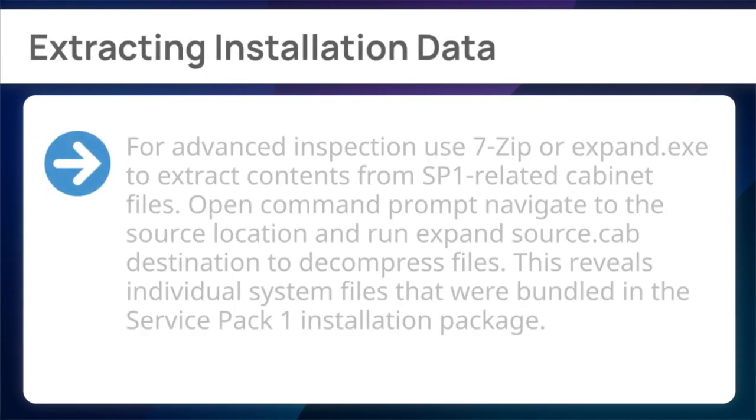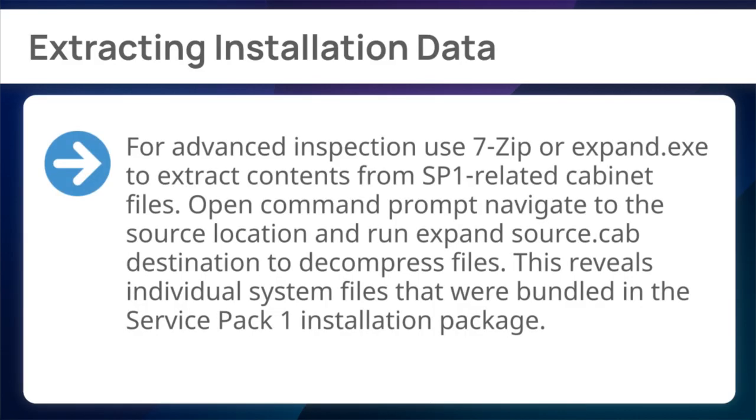Next, extracting installation data. For advanced inspection, use 7-zip or expand.exe to extract contents from SP1 related cabinet files. Open command prompt, navigate to the source location, and run expand source.cab destination to decompress files. This reveals individual system files that were bundled in the Service Pack 1 installation package.